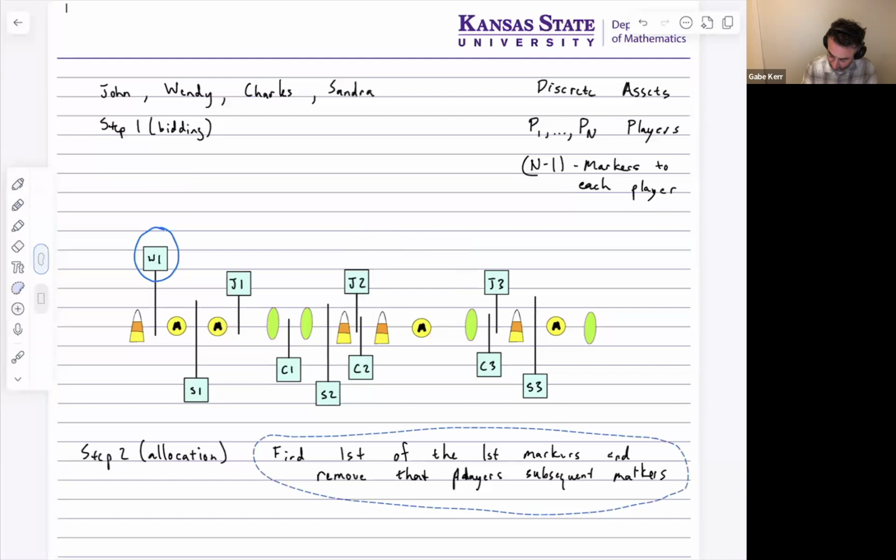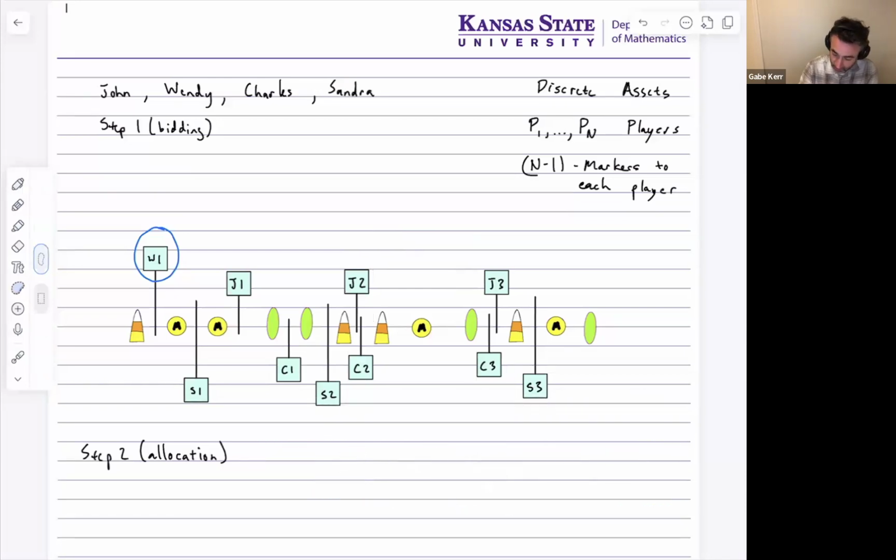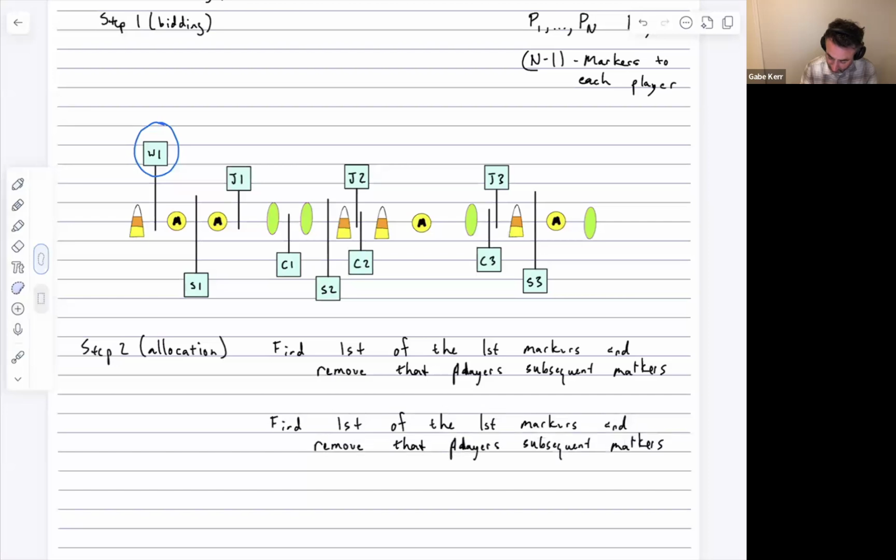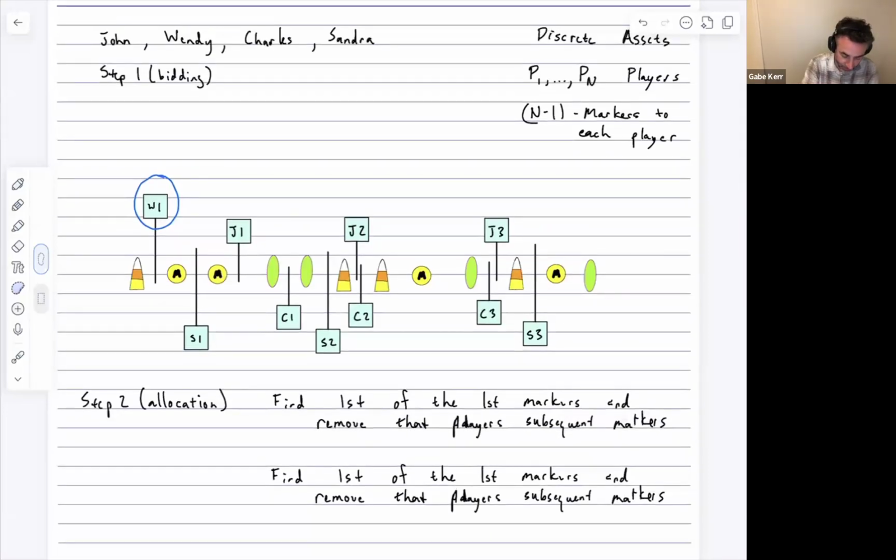I'll even copy it, even though my handwriting is atrocious here. Apologize for that. Oops. Let's not delete it. I'm going to duplicate it. And now, instead of finding the first of the first markers, I'm going to find the first of the second markers.